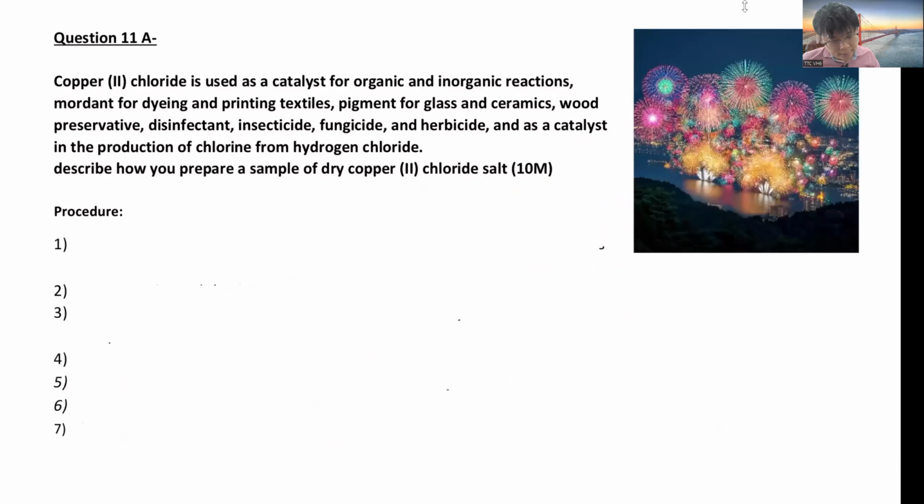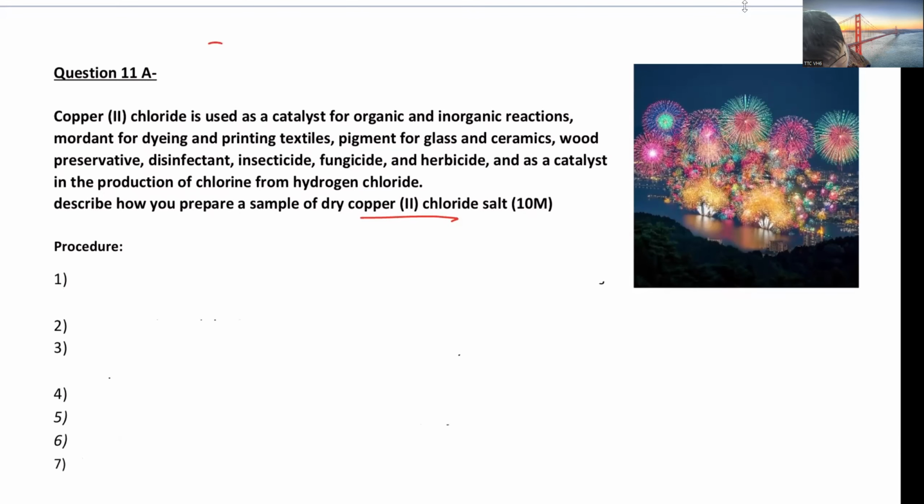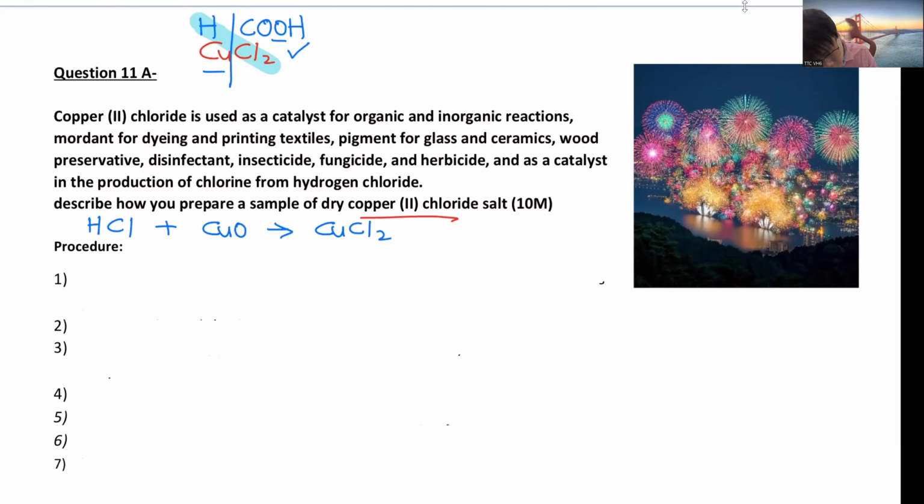Okay, so look at another sample question here. The question asks you to prepare copper 2 chloride. The steps are very simple. CuCl2 is a soluble salt, so you need to prepare it with an insoluble base. The first chemical needed will be HCl, plus we choose copper 2 oxide. So it becomes CuCl2 plus H2O.